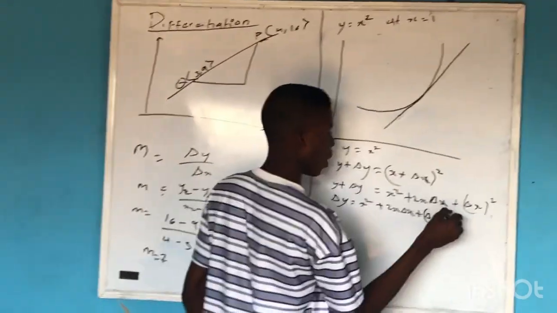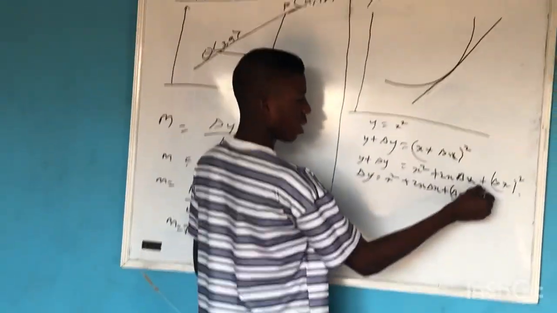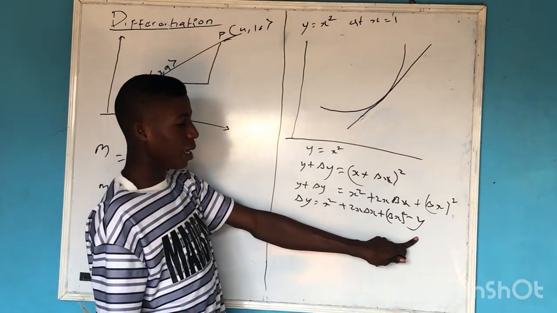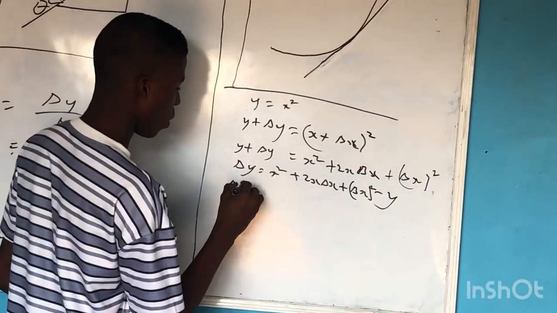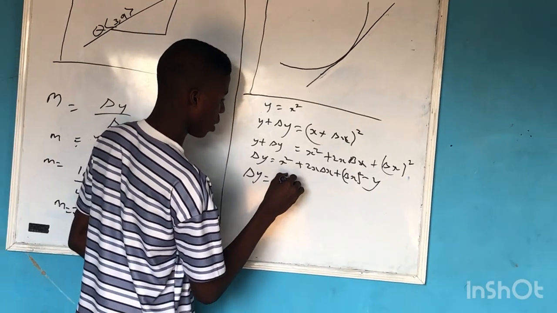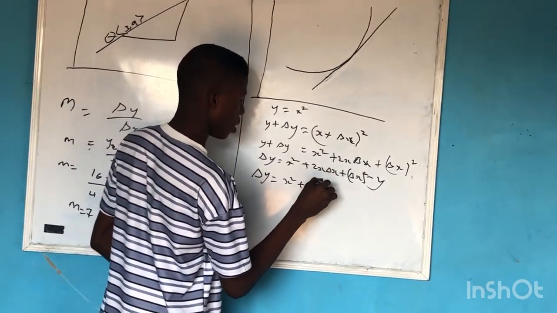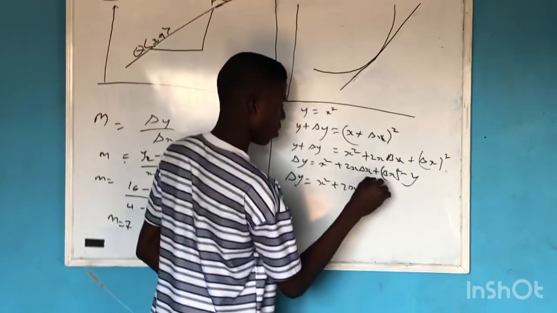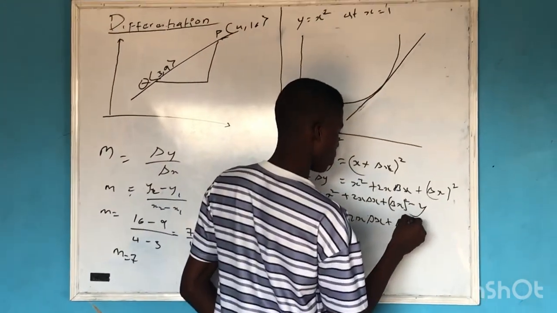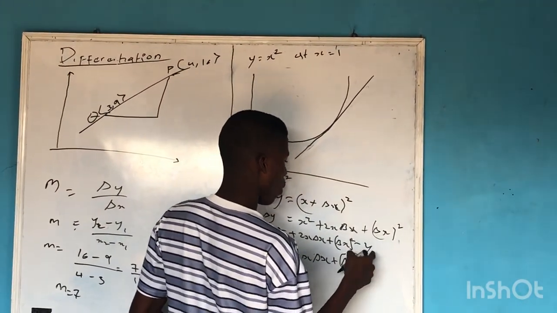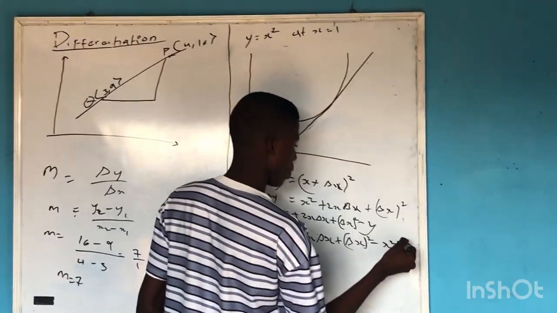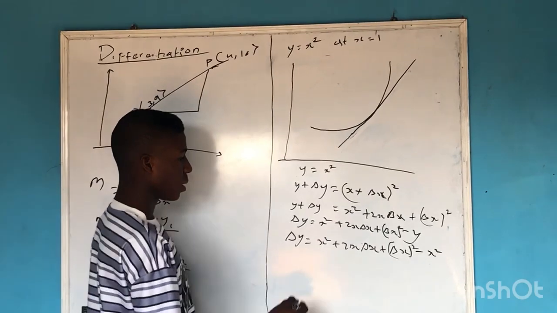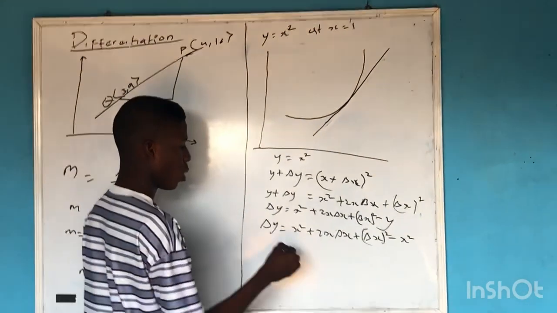squared minus y. I'm carrying our y here, but what is the value of our y? It is x squared. So increment in y is equal to x squared plus 2x increment in x plus increment in x all squared minus x squared. Then x squared minus x squared is 0.